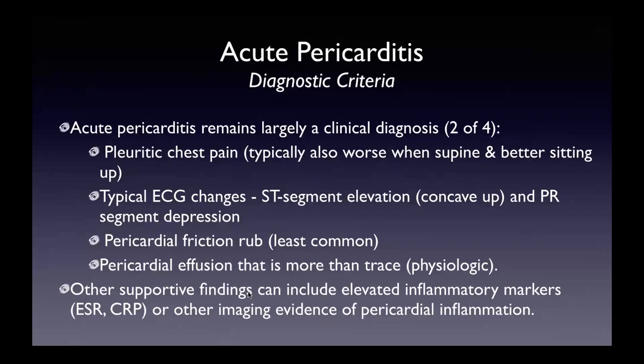You can have typical ECG changes, which are typically ST segment elevation. And we talk about the shape of that ST segment elevation as being concave up, so kind of more scooped out, as opposed to concave down, or more cove shaped, which tends to be more ST segment elevation myocardial infarction. And you can see concomitantly PR segment depression. And the combination of the two really increases your confidence that this is acute pericarditis.